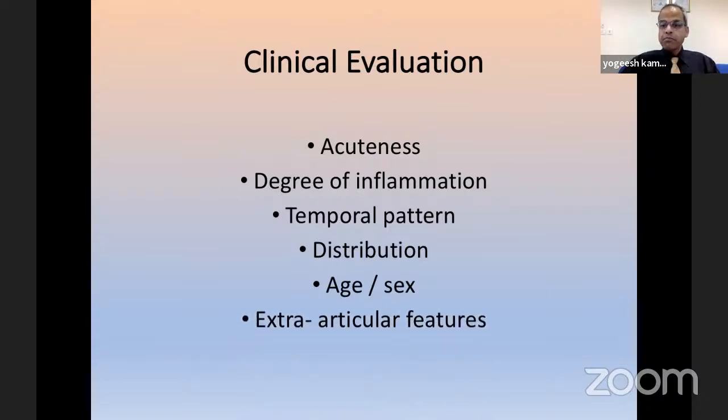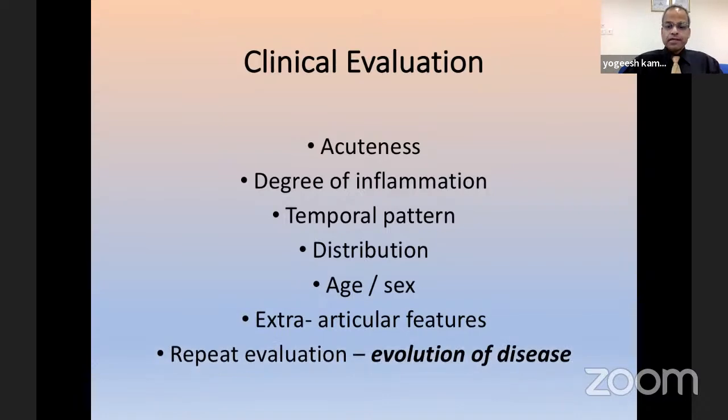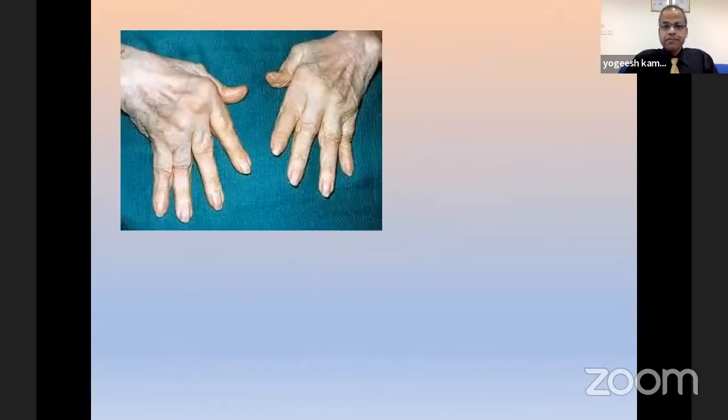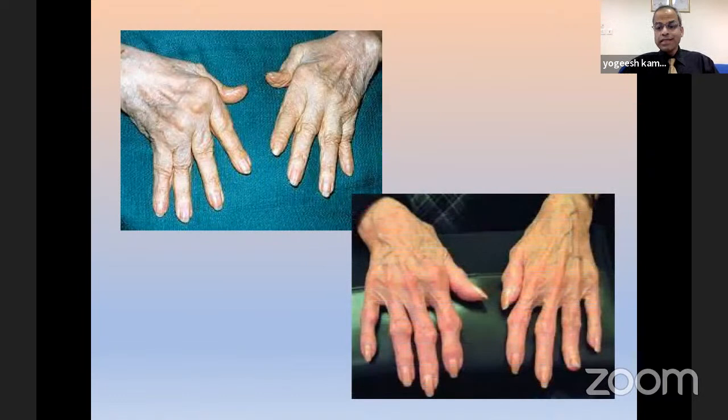Now, of particular importance, like I talked about earlier, are the extra-articular features, which signify more sinister disease. And that's what I'm going to take you through in detail in the next few slides. Important, like I said, to evaluate this group of diseases repeatedly. Now, coming to examples, everybody knows this picture of the rheumatoid hand, but look at this.